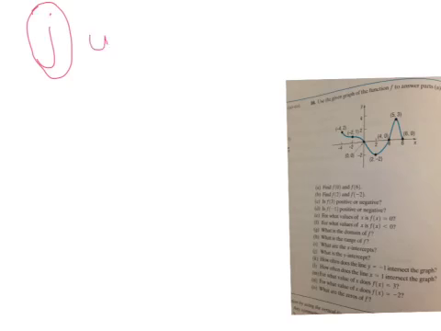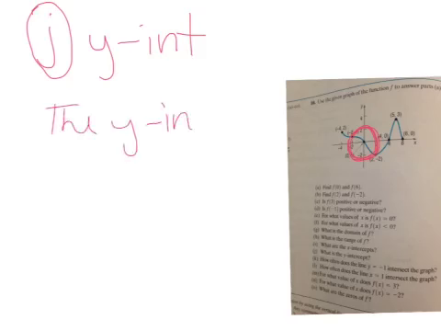J is the y-intercepts, so where it crosses the y-axis, and it better only cross once, otherwise it would not be a function. So it's at 0, 0, so the y-intercept is at y equals 0, and there's only one solution.